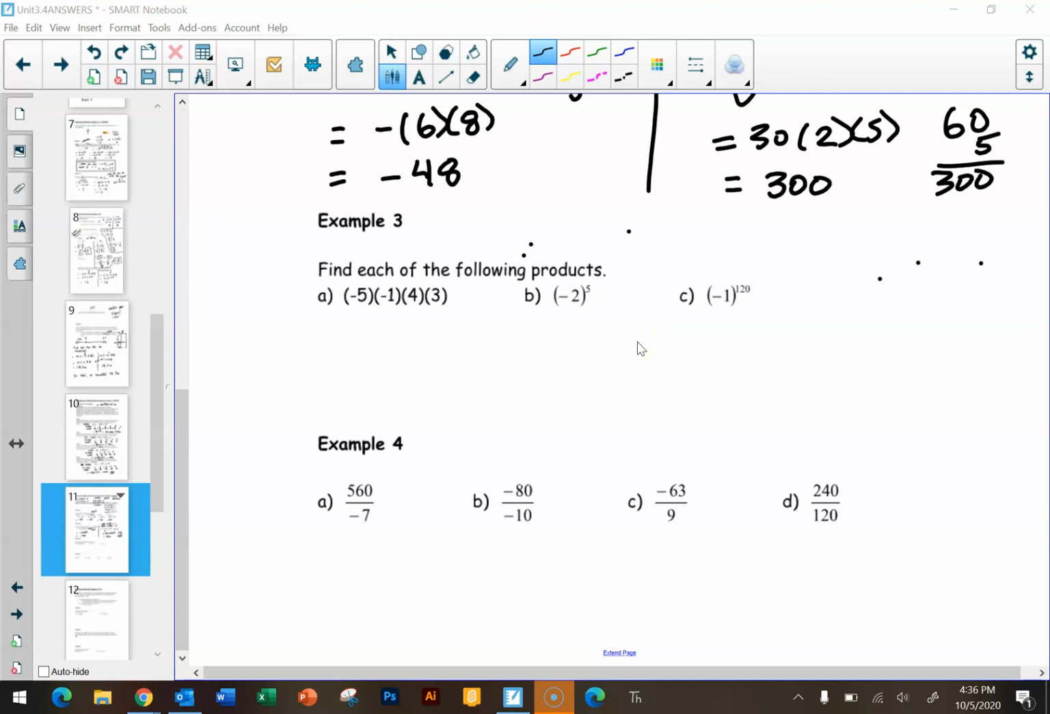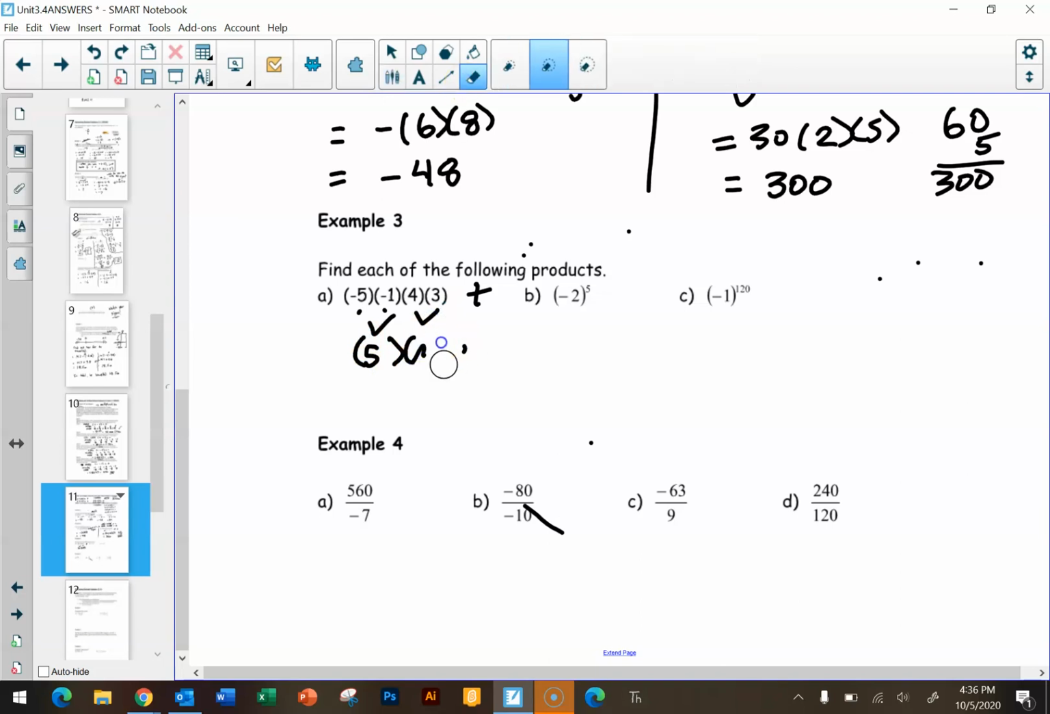Okay, this continues on here with some more products, so more multiplication. We've got 1, 2 negative signs. So I know my answer is going to be positive because that's an even number. So now I'll just do that. This is going to be 5, and this one's going to be 12. So 5 times 12 equals 60. And I don't worry about the sign because I already figured it out here.